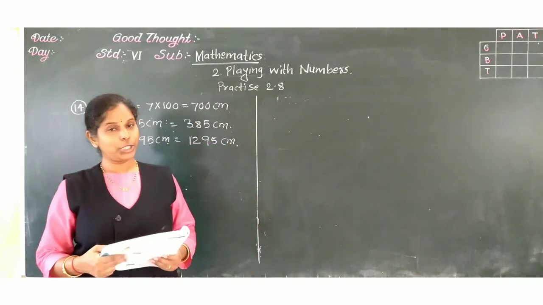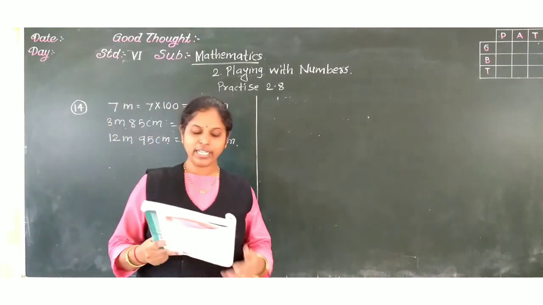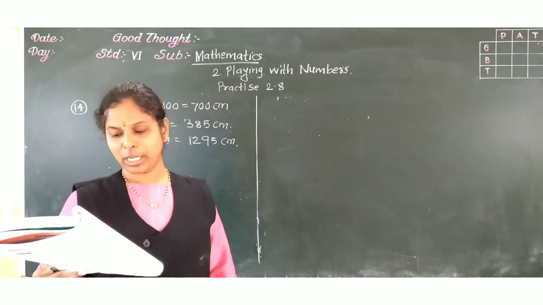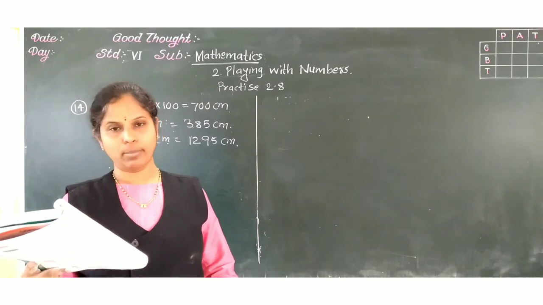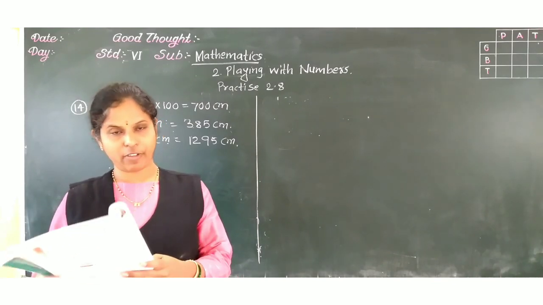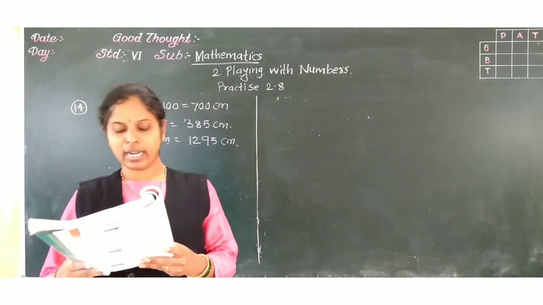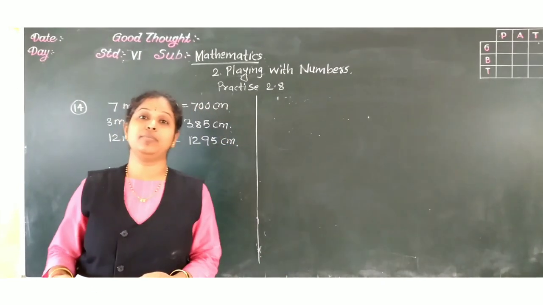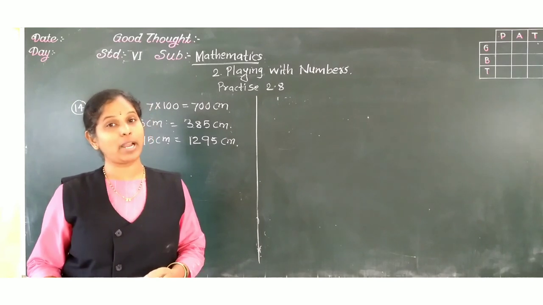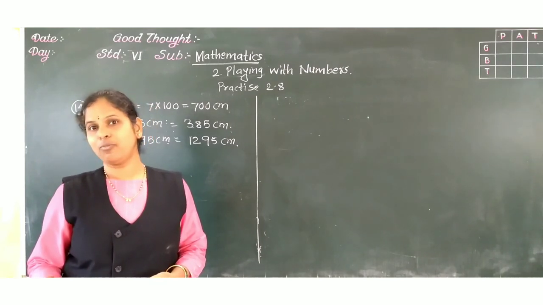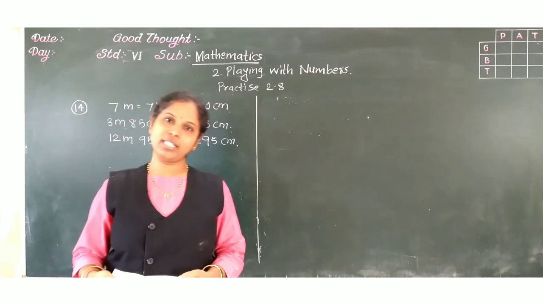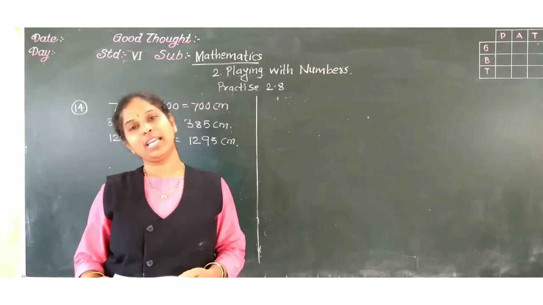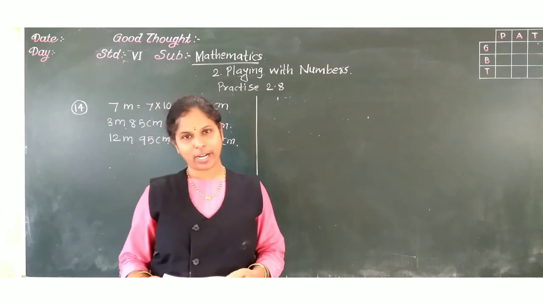See here now, question number 14. Find the greatest possible length which can be used to measure exactly the lengths 7 meter, 3 meter 85 centimeter, and 12 meter and 95 centimeter. Find the greatest possible length. That means, students, you might have got an idea what we have to find out. HCF or LCM? Yes. Greatest word is used, means HCF, highest common factor.